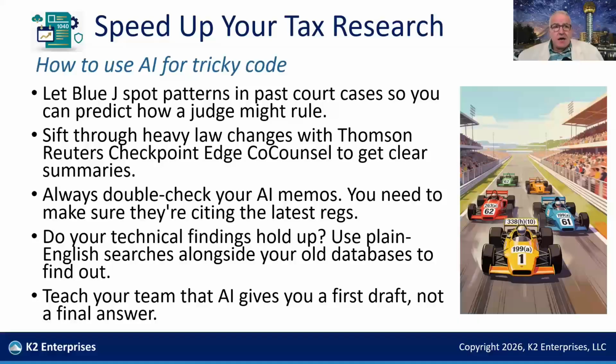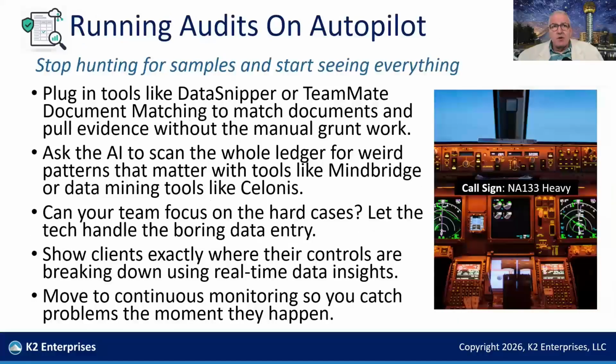So there's that. Okay, the next one is we're going to talk a little bit about audits. There are a lot of audit tools out there, like Data Snipper and Teammate Document Managing, that will match things up, or tools that will scan the whole ledger, like MindBridge, or data mining tools like Celonis that you can use against the enterprise processes, the automation that people have set up. You can get robotic process automation as well as AI to do the data entry.